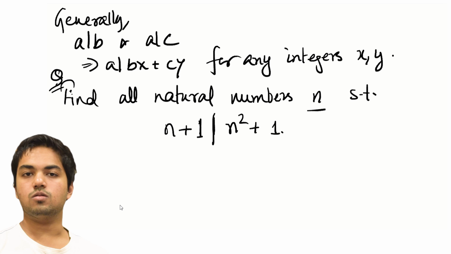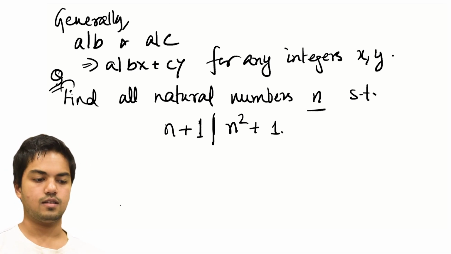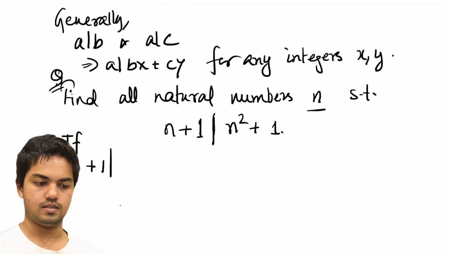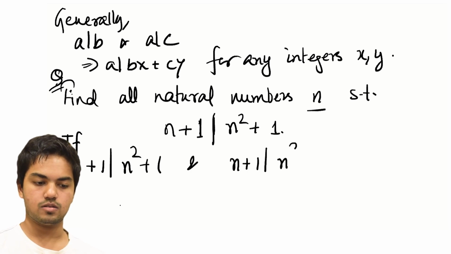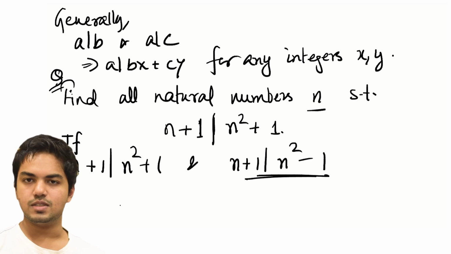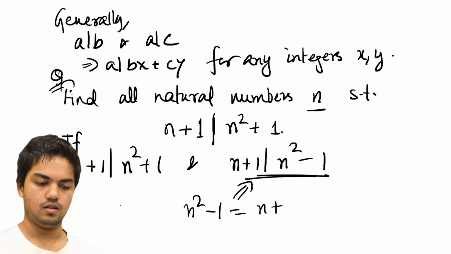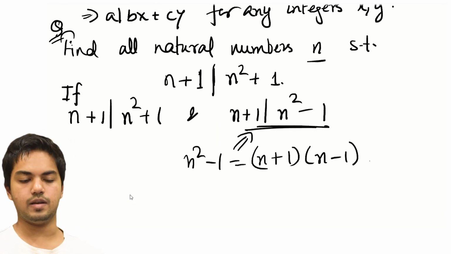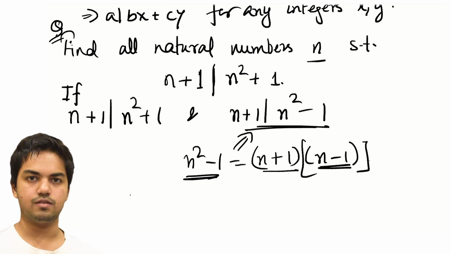Hopefully after your attempt, you have some appreciation for what the question is trying to say. In this case, what I can do is that if n plus 1 divides n square plus 1 and n plus 1 divides n square minus 1, you might ask, where does this come from? This comes from the basic algebraic fact that n square minus 1 is n plus 1 times n minus 1. A square minus b square is equal to a plus b times a minus b. So n square minus 1 is n plus 1 times something.